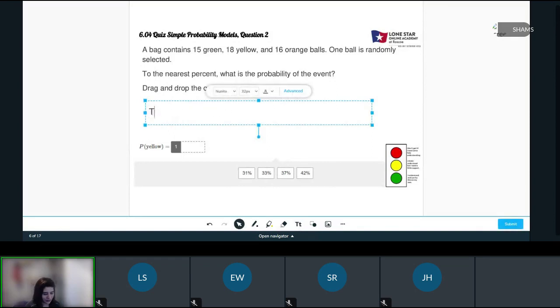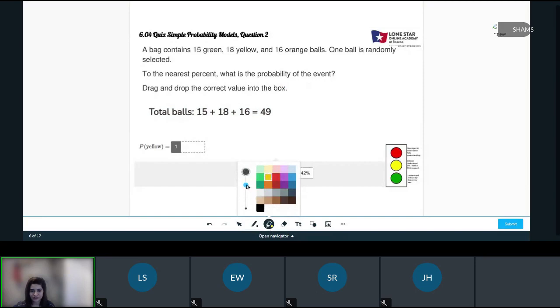First, find total balls. Okay, 15 plus 18 plus 16. Find total. Step 1 is important. You gotta know the total number of balls. Add them up. When I did that, I got 49 balls was the total number of balls. You want to find the probability of the yellow balls. Okay? And you know that there are 18 yellow balls.